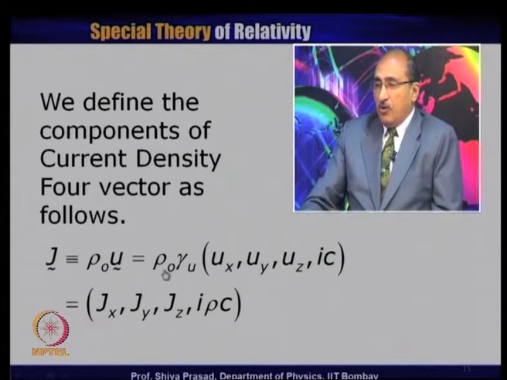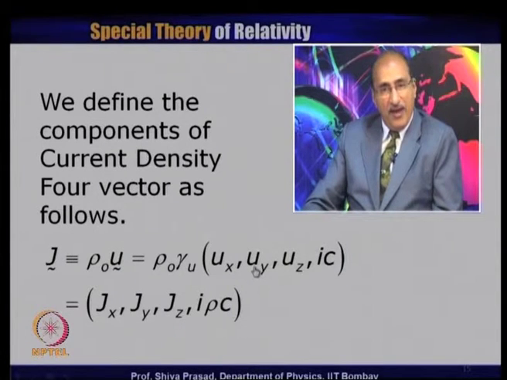So once I write here rho naught gamma u u_x, this becomes J_x. Once I say rho naught gamma u u_y, this becomes J_y. Rho naught gamma u u_z, this becomes J_z. And I am retaining this particular thing, writing rho naught gamma u as rho, which is the charge density. This becomes i times rho multiplied by c.